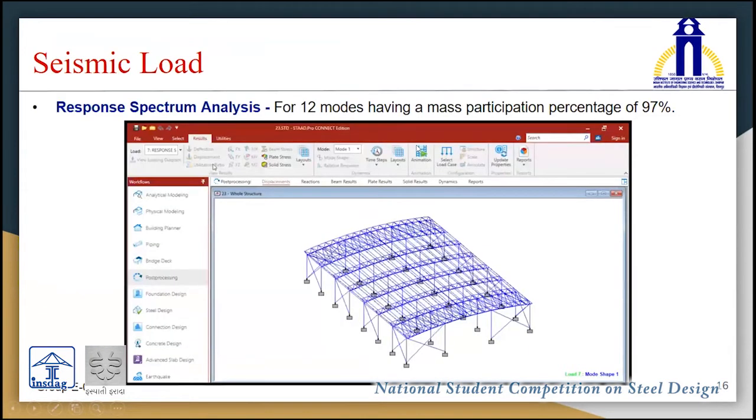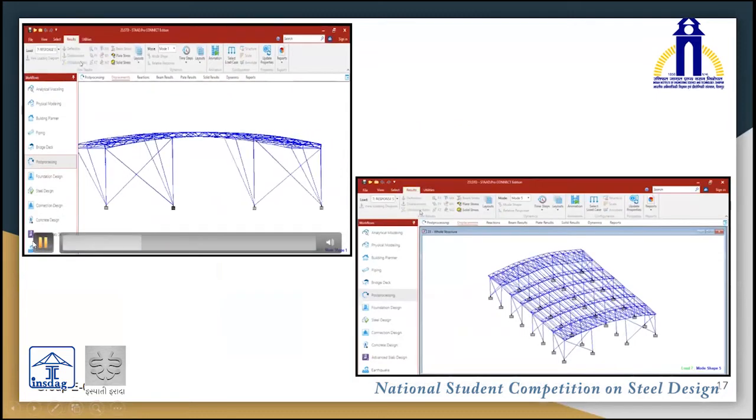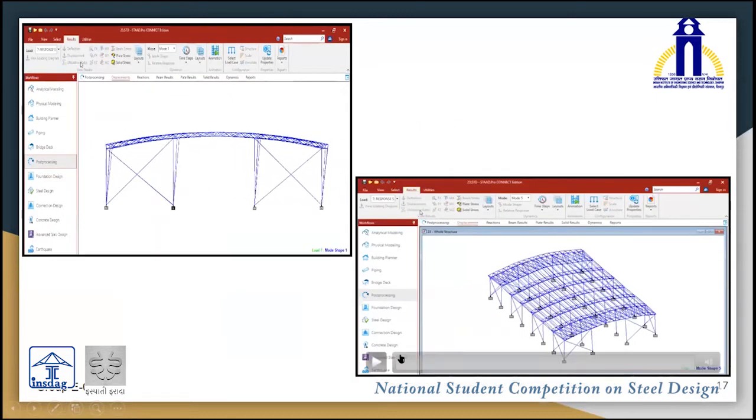When coming to seismic load, we have performed response spectrum analysis for the structure for 12 modes, and the response of the structure has been clipped in the PPT in various views. This is the isometric view of mode 1, and in this the vibrations are in the XZ plane in the transverse direction of the structure. This is the vibration for the same mode but in elevation.